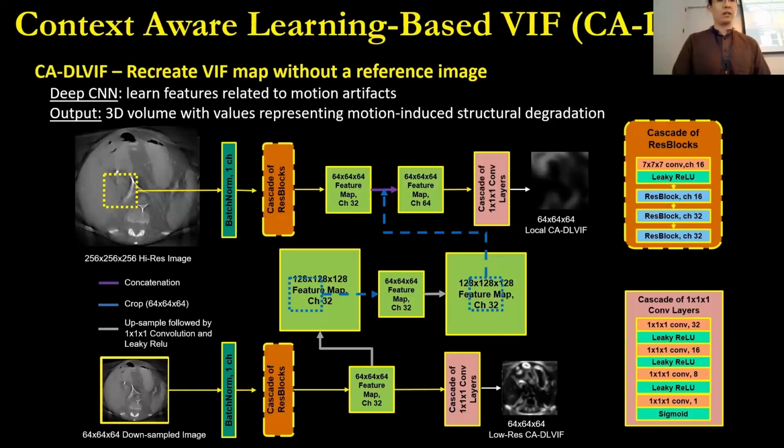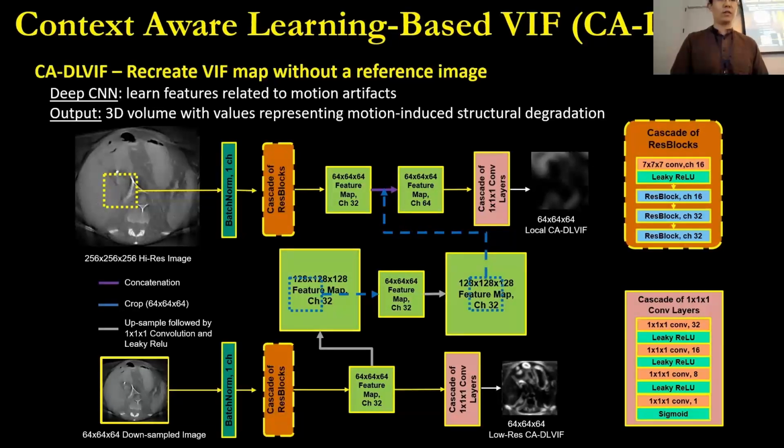The network has two identical branches, but they have their own weights, so they are only similar in structure. On the bottom, we have the low resolution branch, which takes in a 64 cubic voxel coarse reconstruction with a 2 millimeter voxel size. It first passes through a batch norm layer and then a cascade of residual block layers, which is our implementation of the residual network.